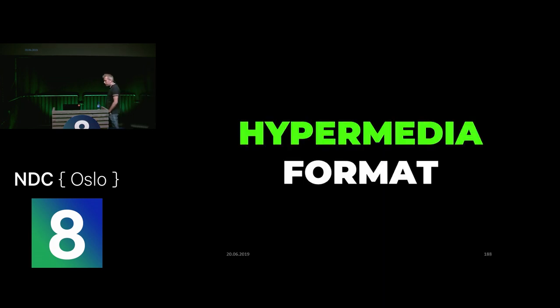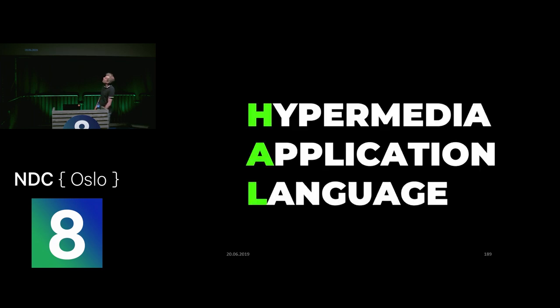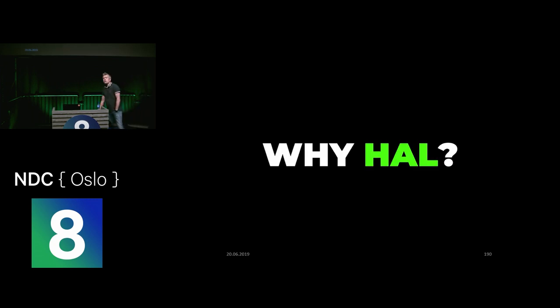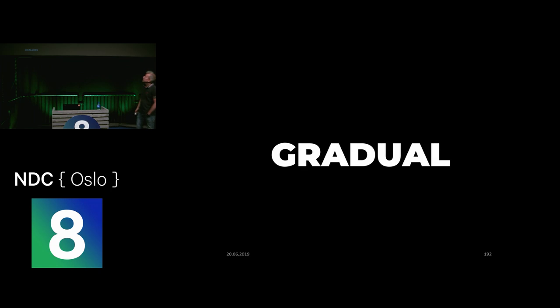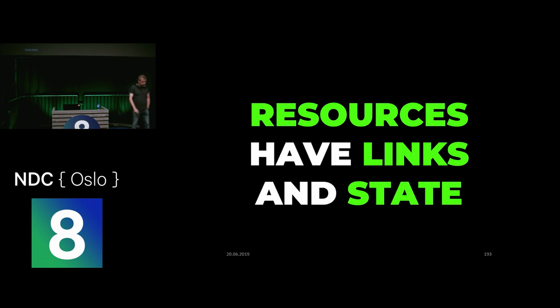OK, so hypermedia, let's try to get more concrete. The hypermedia format that we've been starting to use at NRK TV is called HAL. It stands for Hypermedia Application Language, and it's a way to extend JSON documents with links and relations, basically. We use HAL because it's very lightweight, and it's easy to introduce gradually. It's not intrusive in any way, and you can retrofit ordinary JSON documents with links using HAL without having to change basically anything. You can just add the links, and it's going to be a valid HAL document. So we can do it gradually, which is nice.